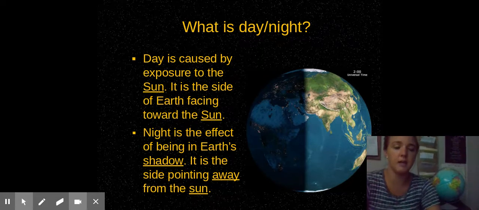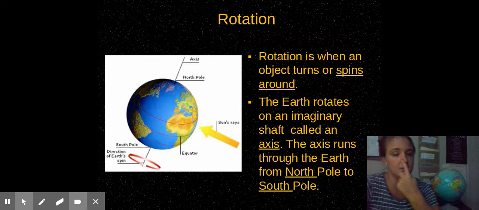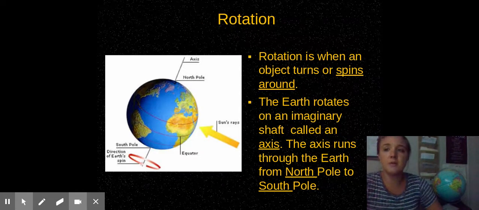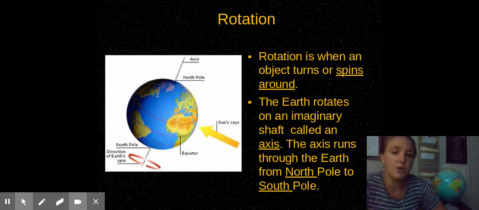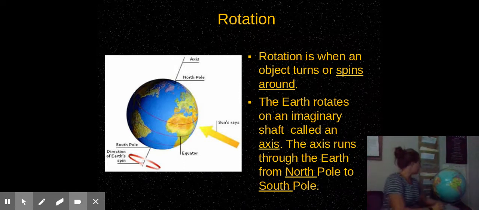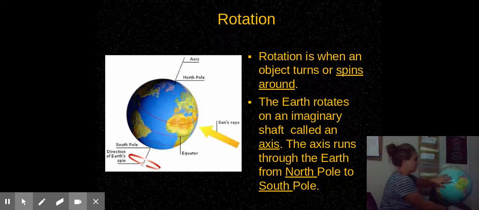Let's move on a little bit here, and I'll go back to my flashlight in a minute. Another term that we need to be familiar with is rotation. Rotation is when an object turns or spins around. Just like I was doing with my globe a minute ago, when the object turns or spins like this, that is an example of rotation.